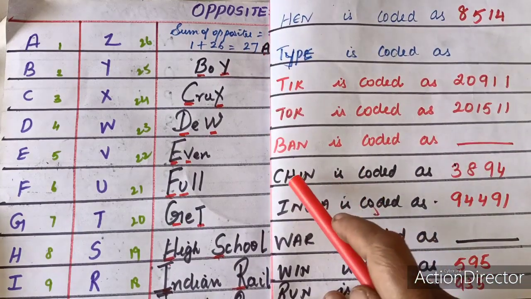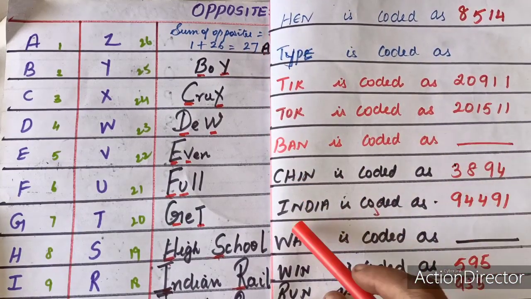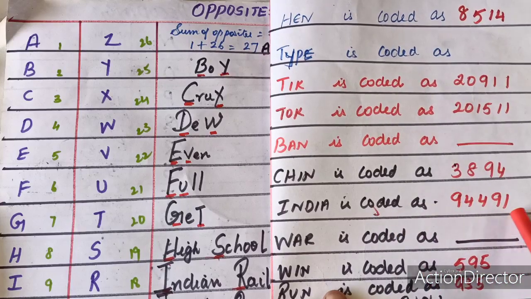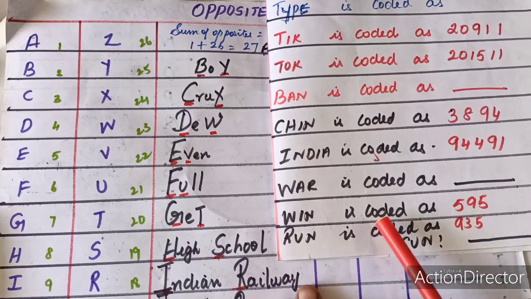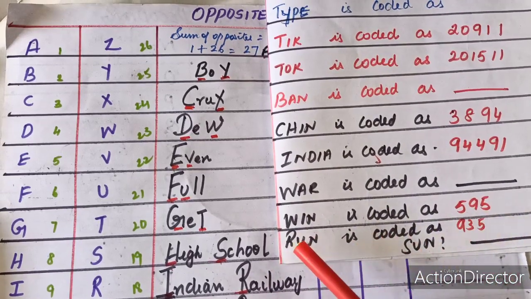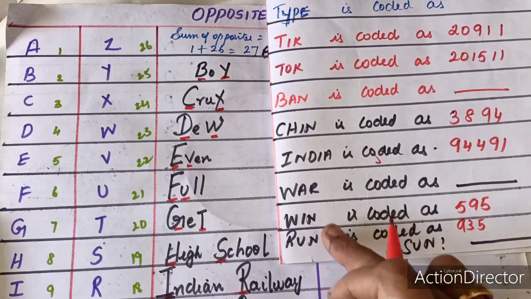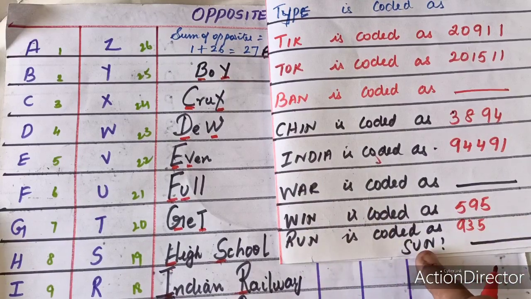Coming to the next one, Chin is coded as 3874. India is coded as 94491. You have to find out the answer for war. And here win is coded as 595. A run is coded as 935. And you have to find the answer for sun. Got it, all of you? So sometimes the numbers are added, +1, -1, some adjustments are also made. So whatever the condition is given, according to it, you have to find out the answer for sun.